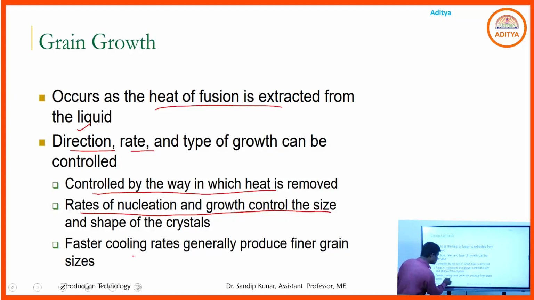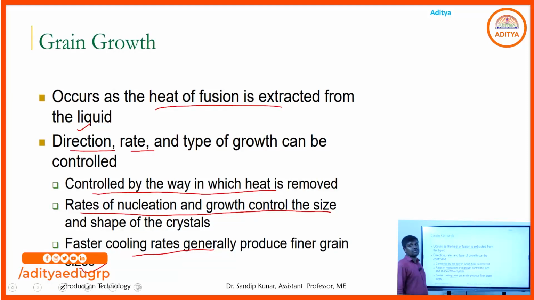Okay. And faster cooling rates produce the finer grain size. Faster cooling rate produces the finer grain size, and slow cooling rate produces the coarse grain size. That is a very important point. Faster cooling rate produces the finer grain size and slow cooling rate produces the coarse grain size in the particular solidified product.